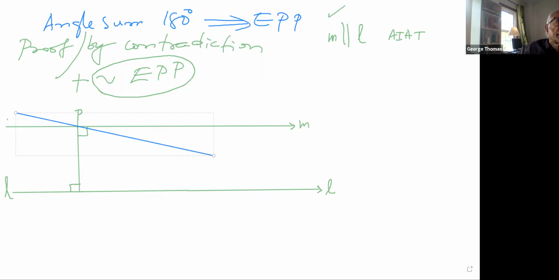Good. Let that also, call it N. So let N be parallel to L. Why? Because we are assuming the opposite of EPP, aren't we? Since we are assuming the opposite of EPP, there is at least one more parallel. Let N be one of them. Are you happy so far?